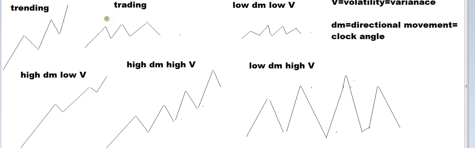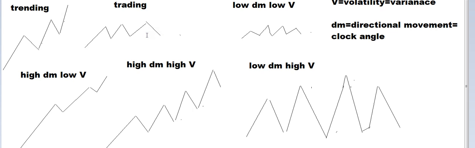The other kind of market is a trading market or a ranging market. It's one that has a low directional movement. It's probably close to the 3 o'clock clock angle, whereas a trend is at the 1 to 2 or the 4 to 5. This is usually around the 3 o'clock clock angle. It's ranging. So those are the two different types.